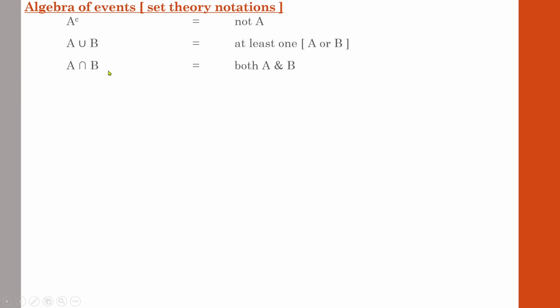A intersection B. In set theory we have discussed this part. A intersection B means whatever elements are within A and within B, only those elements that are common to both cases are included. So it means both A and B we include. Whatever the probability we are dealing with, whenever you come across A intersection B, you include those elements that are present in both A and B.